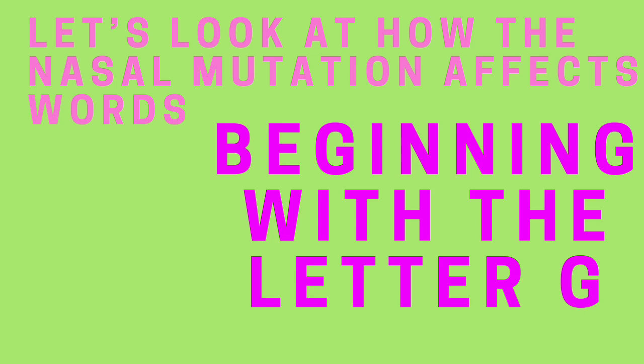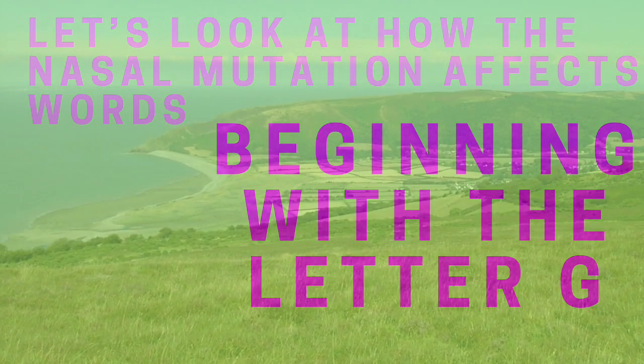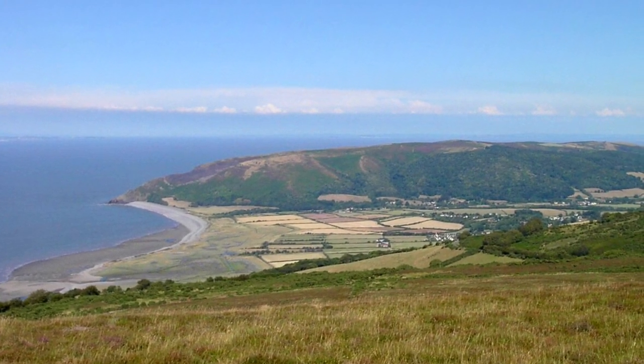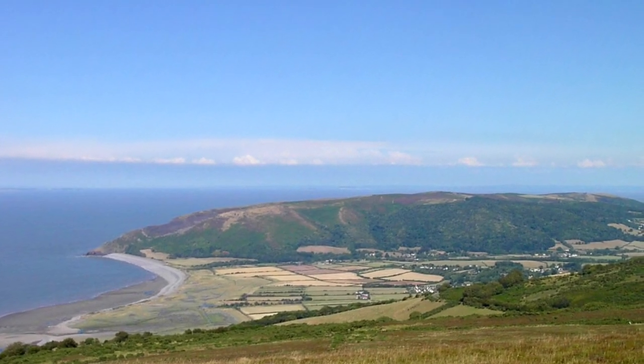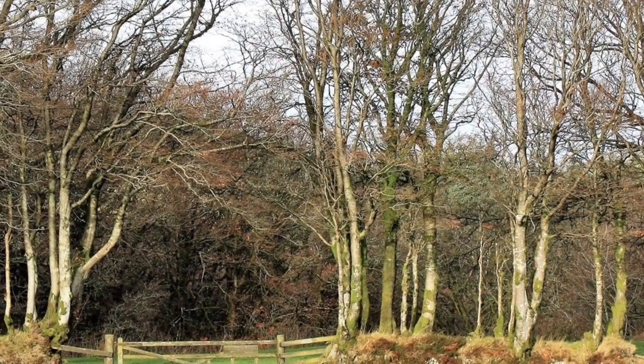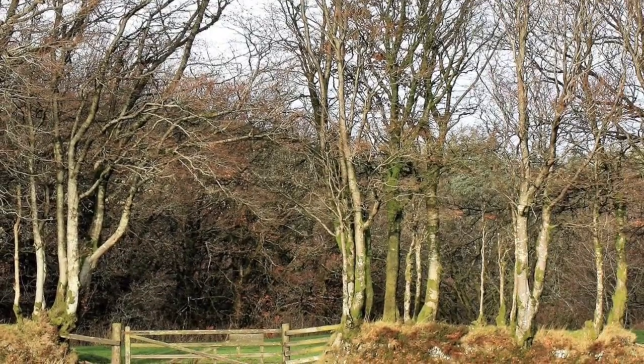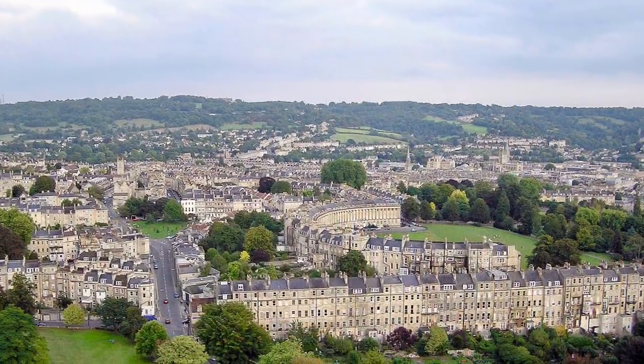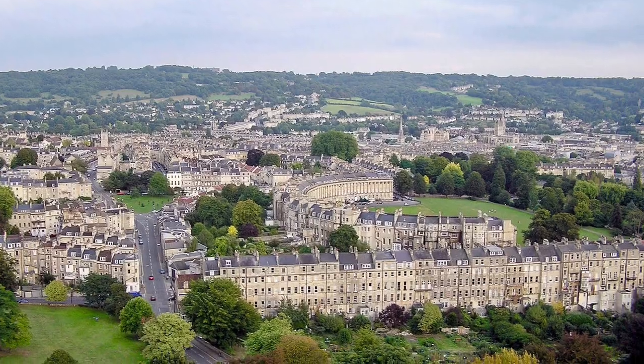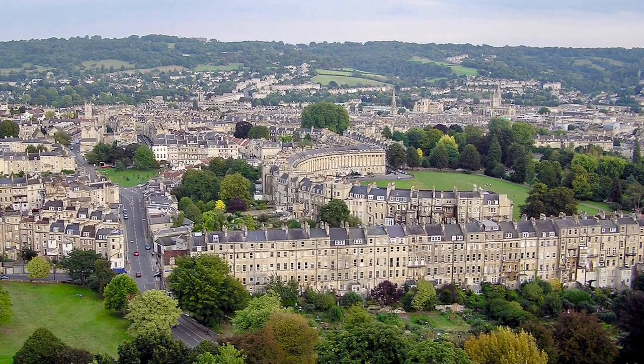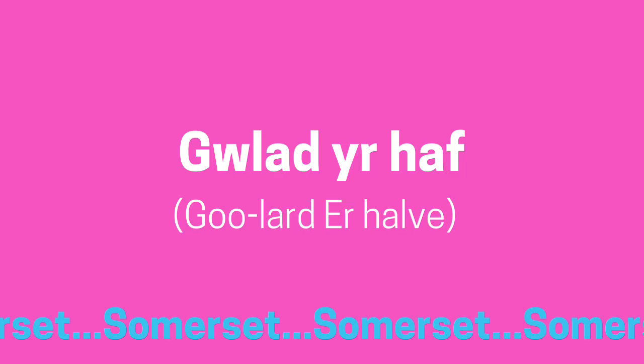Let's look at how the nasal mutation affects words beginning with the letter G. First, we need a place name. Now, there's a county in England as you cross the bridge from Wales called Somerset. It includes the cities Bath and Bristol, a beautiful part of the country, and Somerset in Welsh is Gwlad yr Haf. Literally it means the summer country.